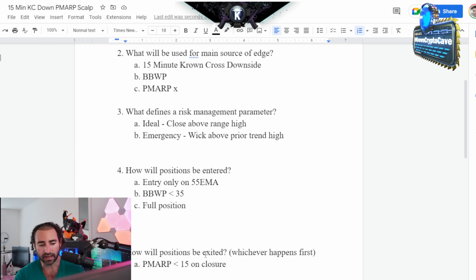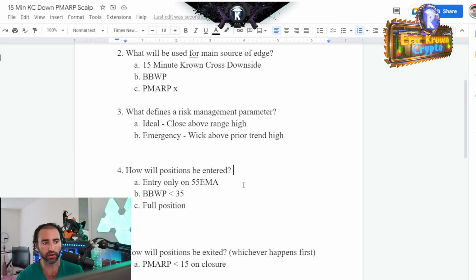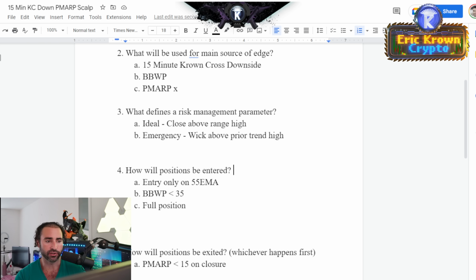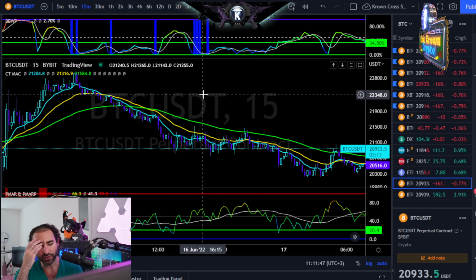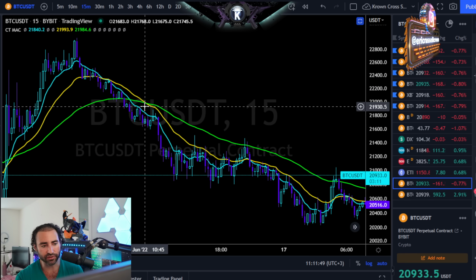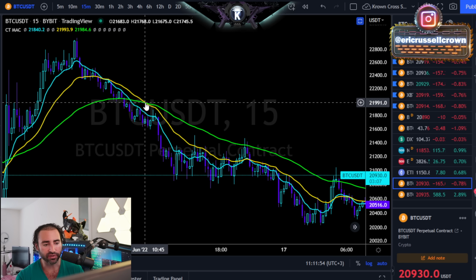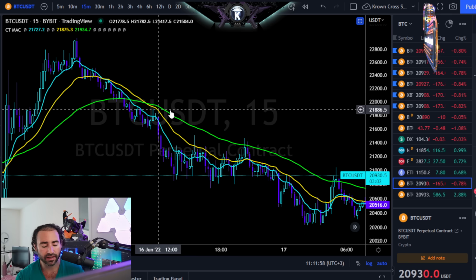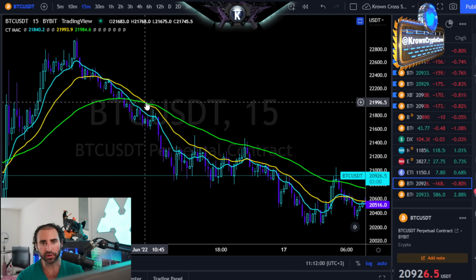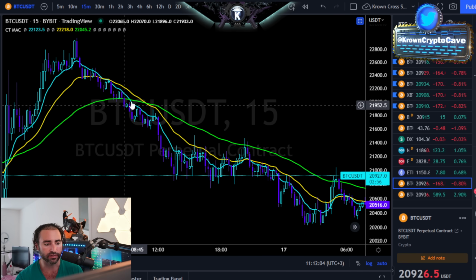And how will positions be exited? Essentially profit taking when PMARP is less than 15 percentile on closure, because that's the only way to do it on a back test. So let's go into the charts over here. I'll run you through the indicators really quickly. All right, so here's the moving averages, obviously. The yellow represents the 21, the green represents the 55, and the cyan represents the 9. Again, only need 3, and we're only looking for the ones where the 21 is trading below the 55. You're probably asking me, Krown, why you have a 9 then?